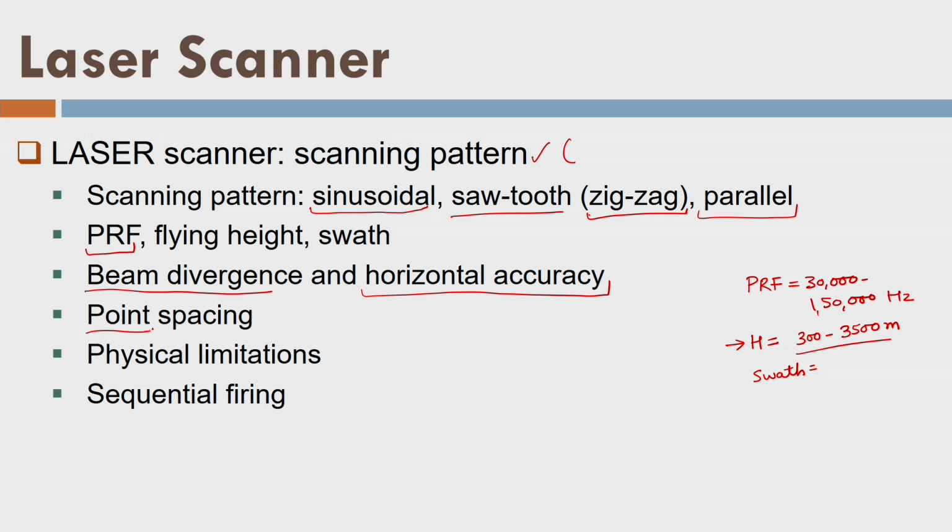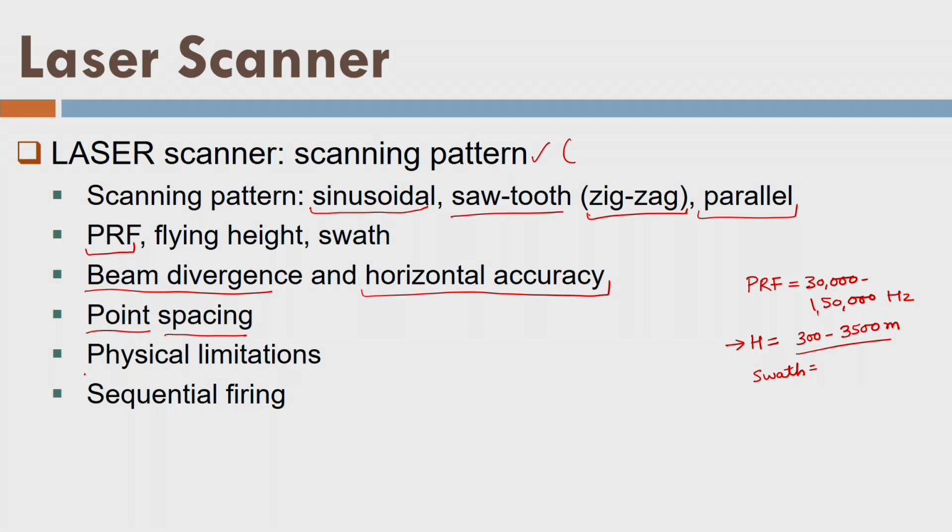Then we have point spacing. In the slide, we have seen that we have two types of point spacing. One is along the flight line and one is across the flight line, right. We will see all the things in the coming slides. Then we have the physical limitation that we have indicated right now. That means FOV times the scanning frequency equals a constant. So, that is the physical limitation here.